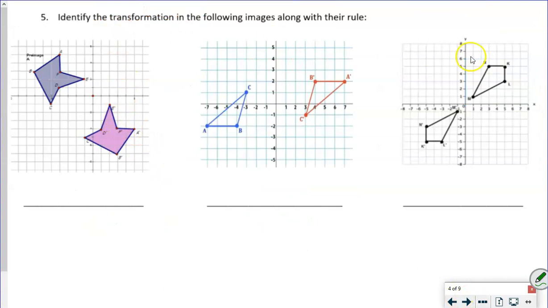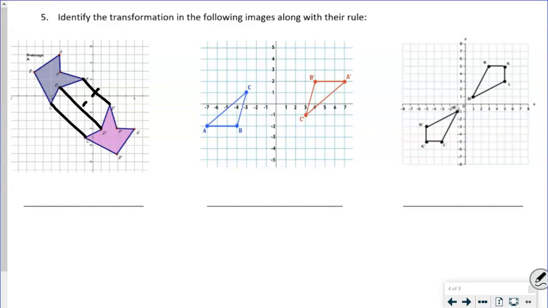So these next 3 ask to identify the transformation in the following images along with their rule. So what I'm going to do first is draw some lines from these vertices. I'm already noticing that they are not the same length, but they are parallel. So what we want to do is cut them in half, right? That's what I want to do right here.